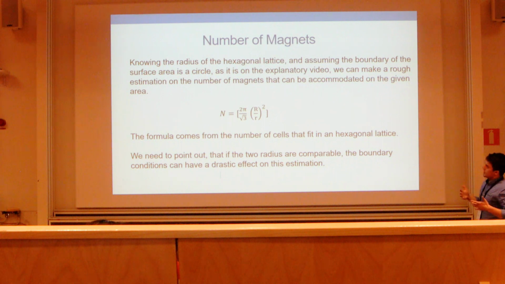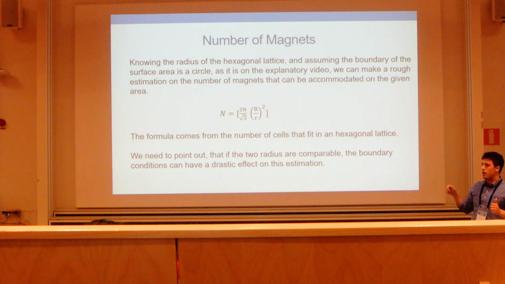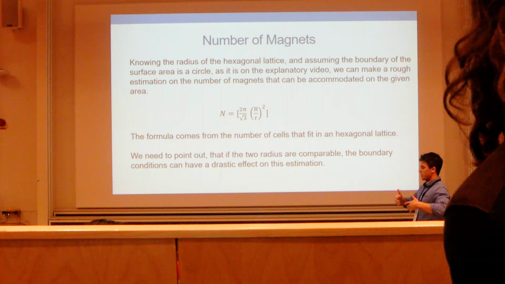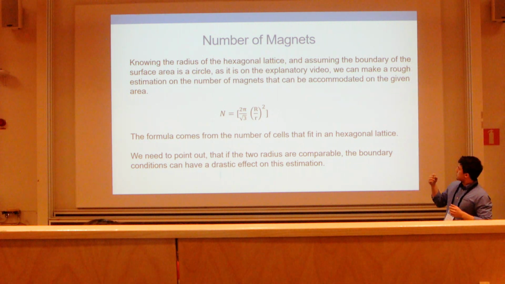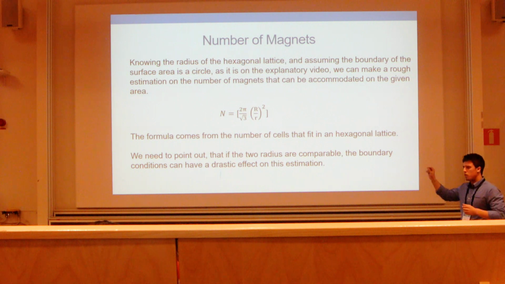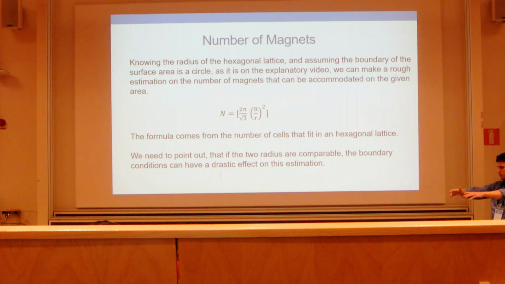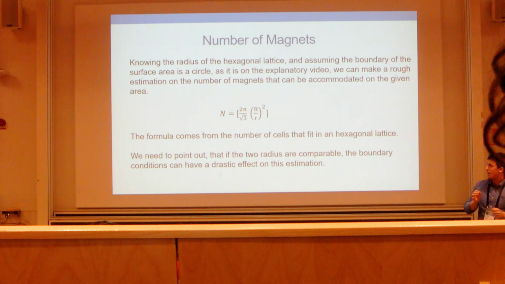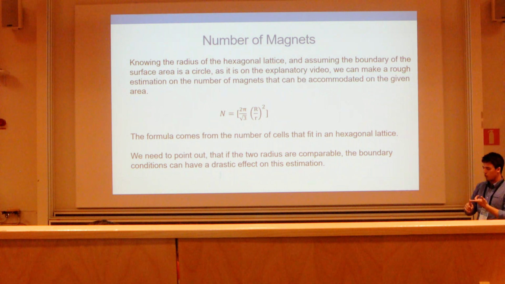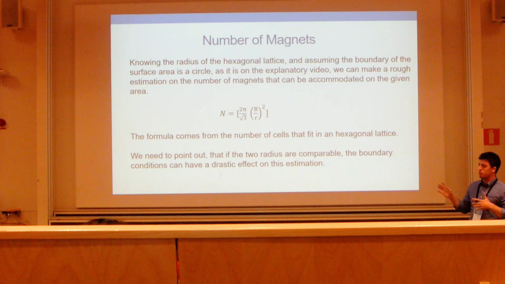I'm going to try to calculate it with the number of magnets we can put on a surface. Firstly, the problem does not state exactly what the form of the boundary is, but we thought that it's a circular disk, because that was what it was in the explanatory video. And the formula comes from the number of cells that fit in a hexagonal lattice. But we need to point out that if the radius of the surface area and the hexagonal lattice are comparable, the boundary conditions can have a drastic effect on this estimation.